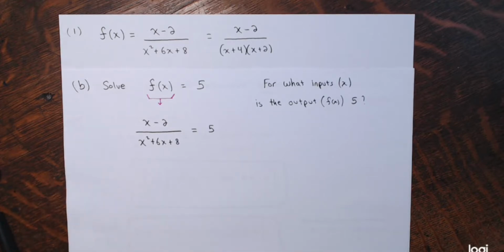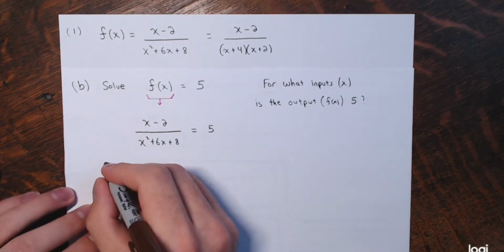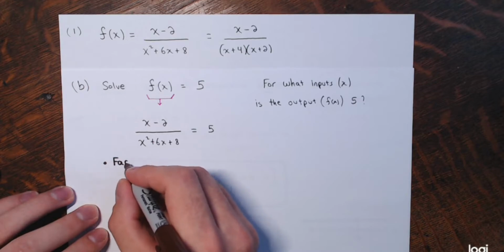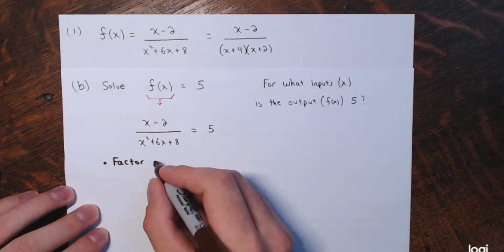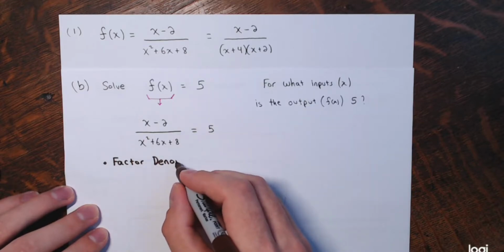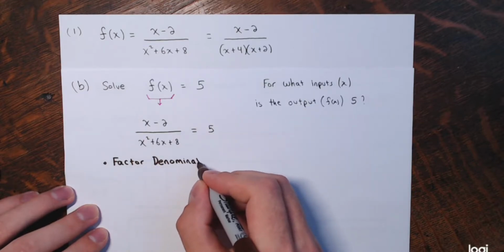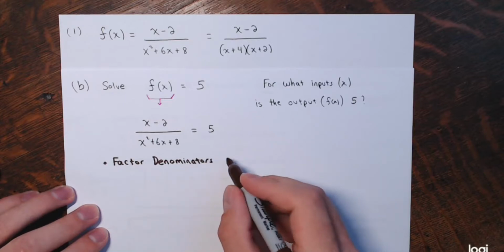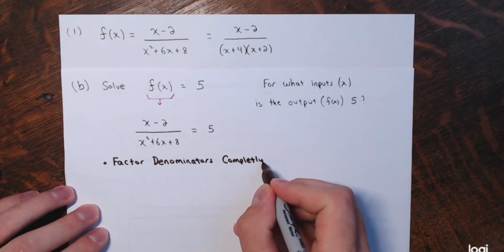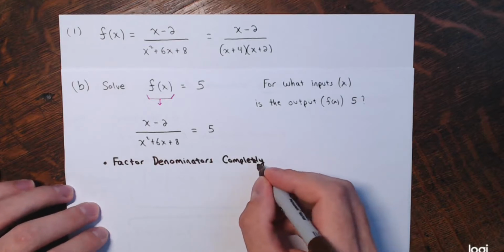Alright, so the steps in solving a rational equation, an equation with a fraction. First, I would factor all the denominators completely, which I've already done, right? And I'll write it again. Factor all the denominators completely. Oops, there should be another E in there, sorry, completely.